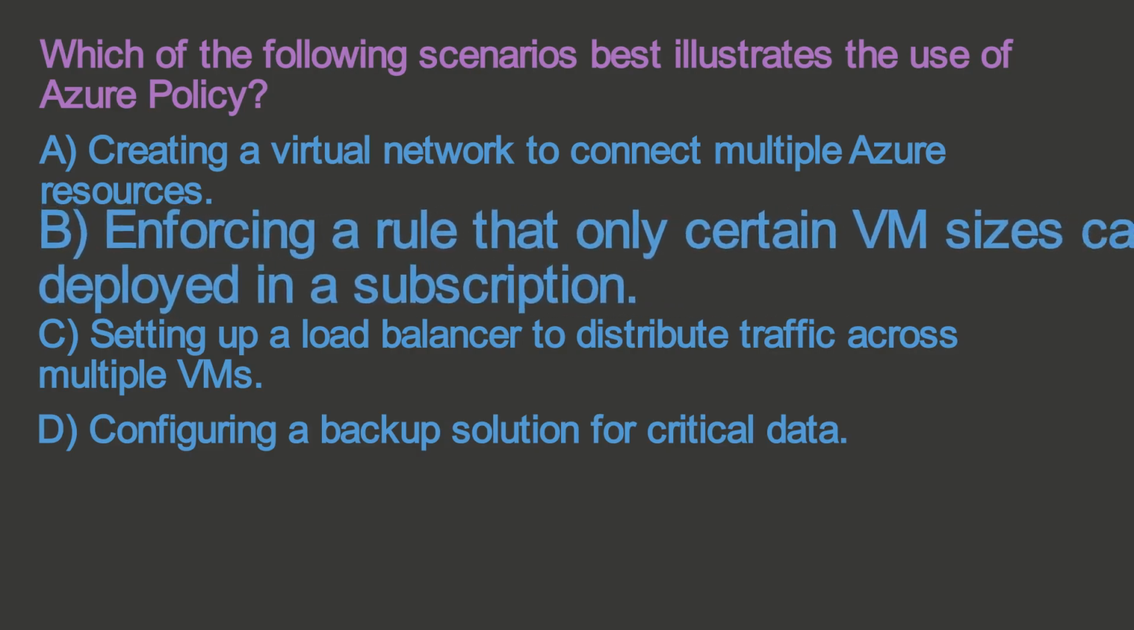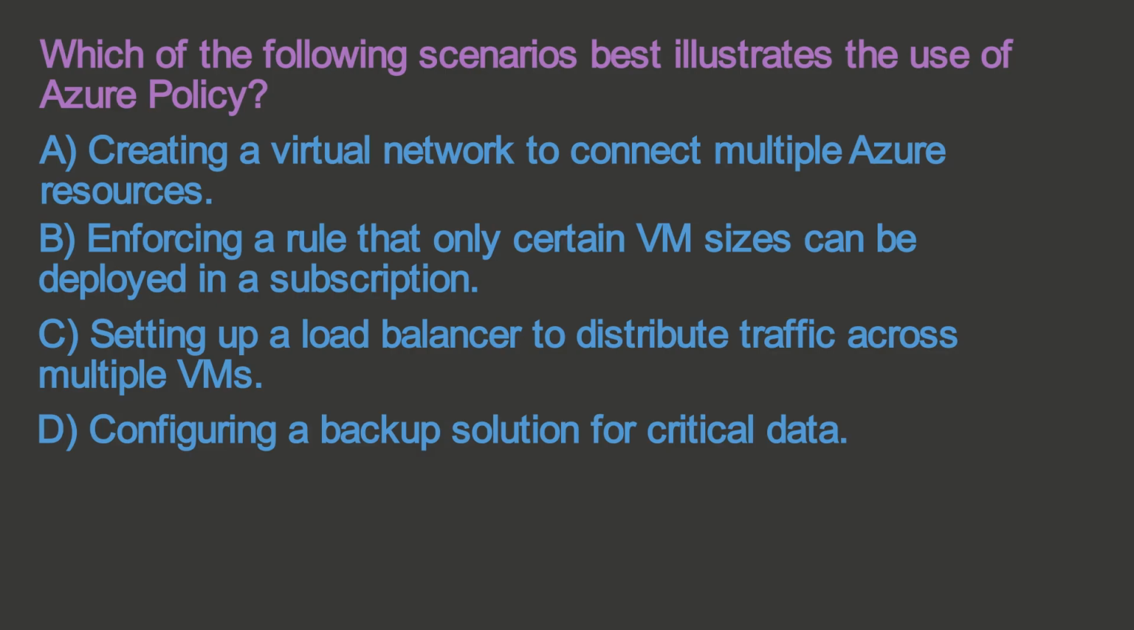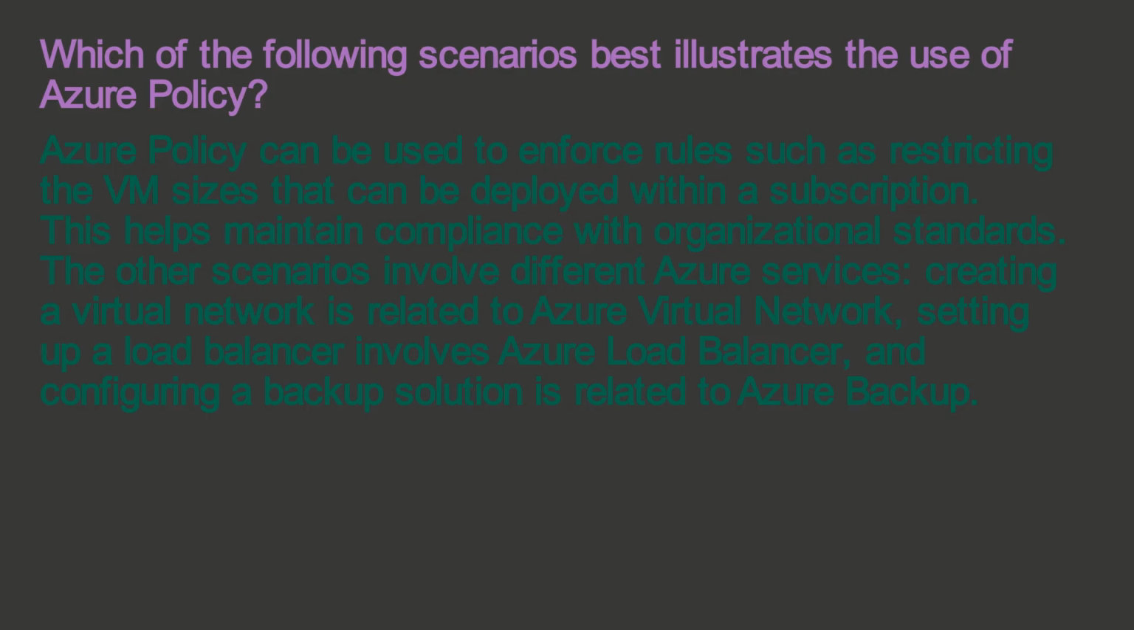The correct answer is B. Enforcing a rule that only certain VM sizes can be deployed in a subscription. Azure policy can be used to enforce rules such as restricting the VM sizes that can be deployed within a subscription. This helps maintain compliance with organizational standards.